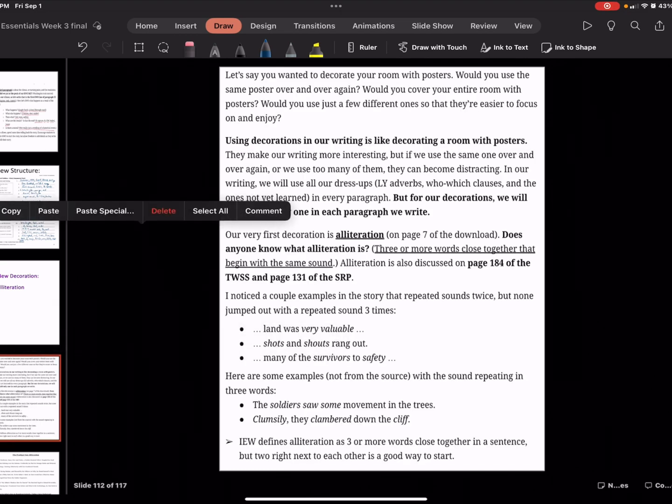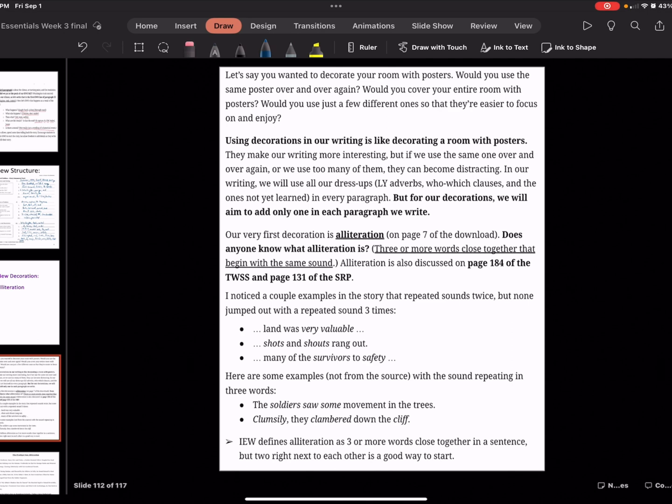Let's say you wanted to decorate your room with posters. Would you use the same poster over and over again? Would you cover your entire room with posters? Would you use just a few different posters or different ones so that they're easier to focus on and enjoy? Using decorations in our writing is like decorating a room with posters.